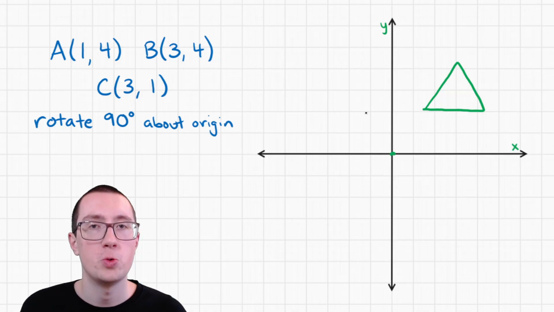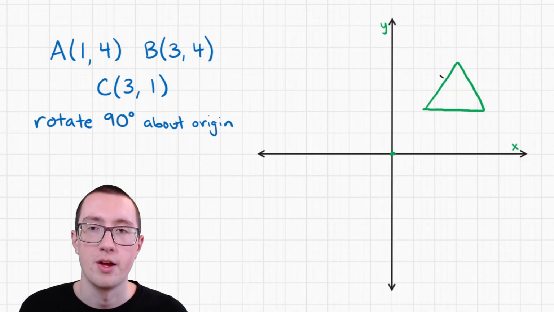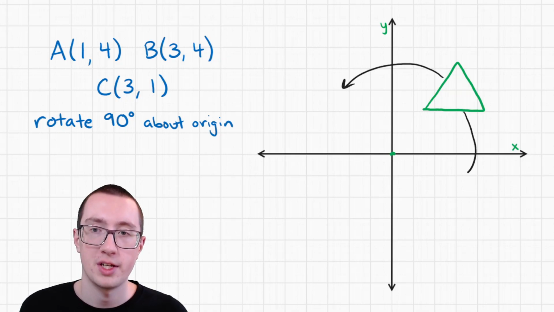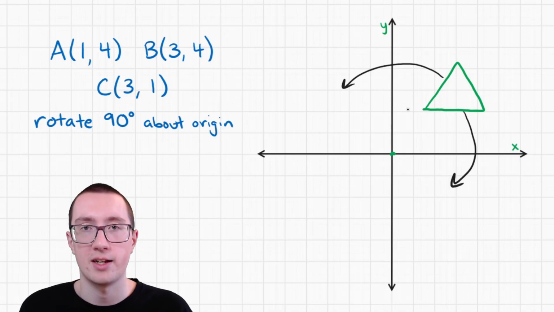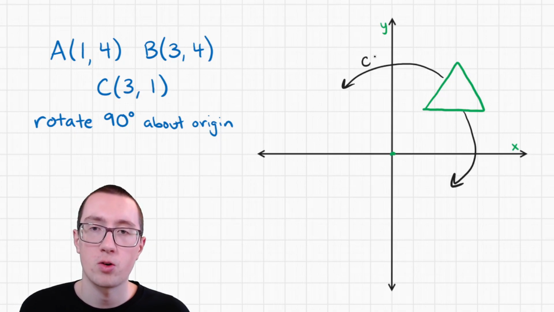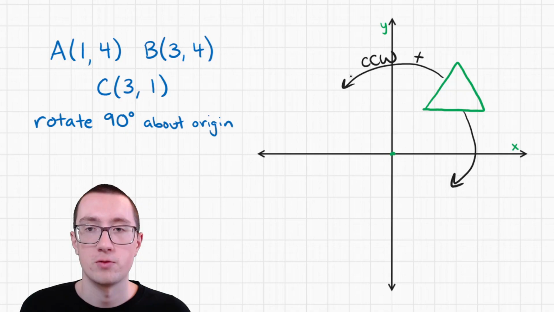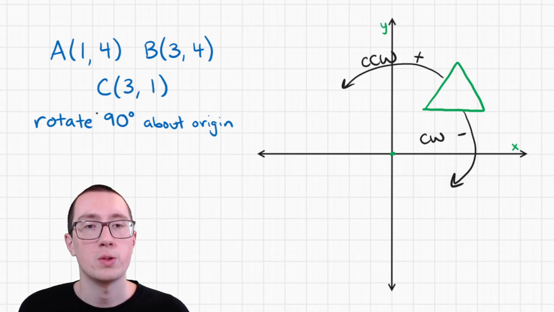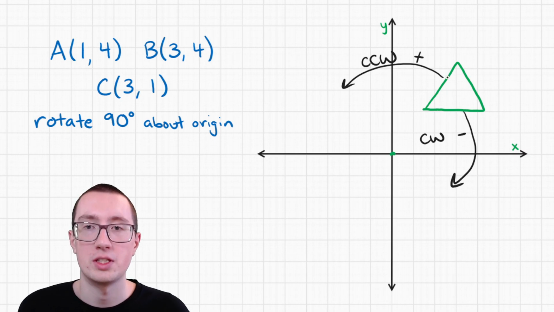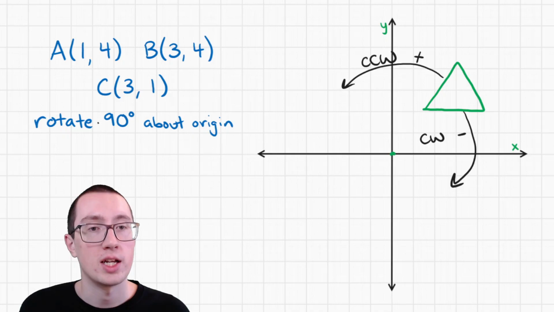Now, technically, there are 2 ways you can rotate this. You can rotate it counterclockwise, or you can rotate it clockwise. Usually, our standard is that counterclockwise is the positive direction, and clockwise is the negative direction. So if it says to rotate it 90 degrees, then you can assume it's saying counterclockwise, like this direction. But if it said rotate negative 90 degrees, then that would be the other direction.